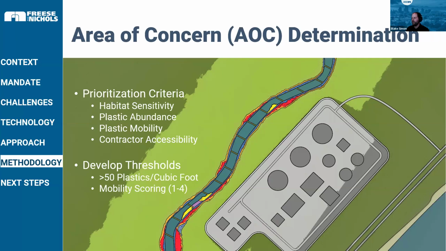Ryan spoke of the mobility of the plastics based on where they are, higher up or close to the water. That makes a difference, and also the contractor accessibility. So how are you going to move this large equipment into these areas and out of these areas safely and efficiently to where you can remove these plastics and you have room to do that. So initially we developed a threshold of in excess of 50 plastics per cubic foot. And I think Ryan mentioned that was with the goal of 80% plastics removal. And also a mobility score was given to these plastics.